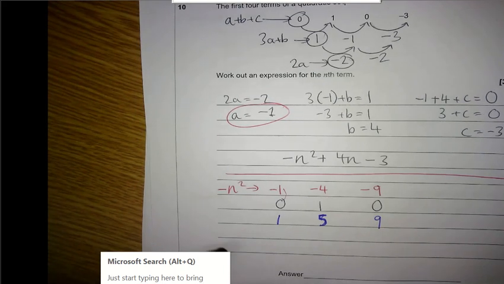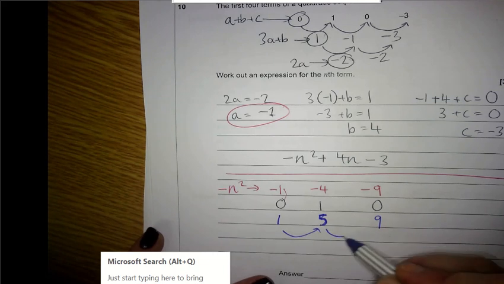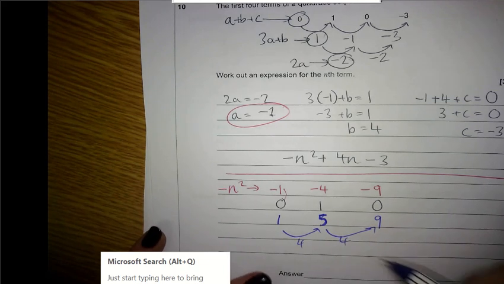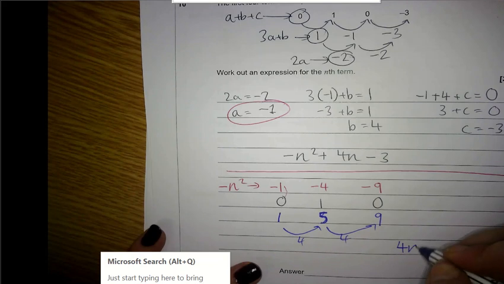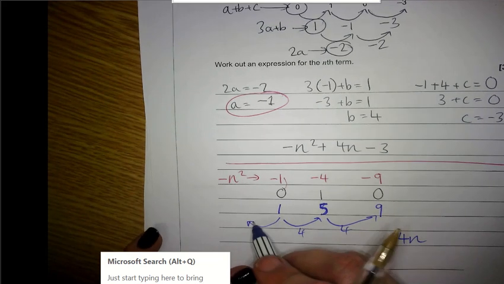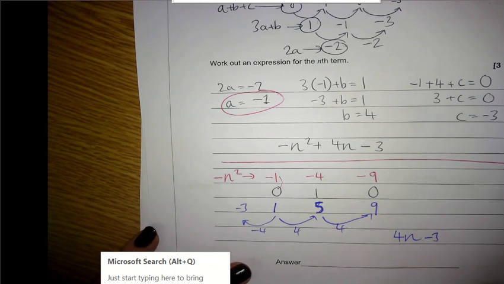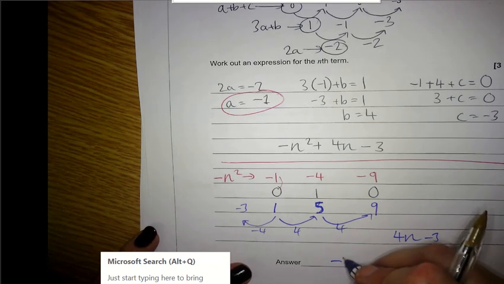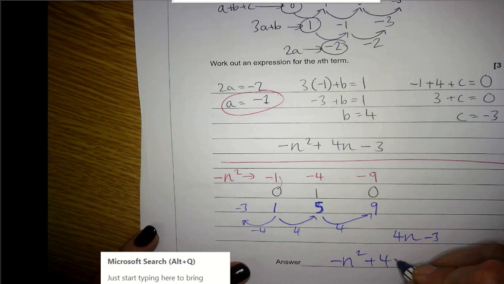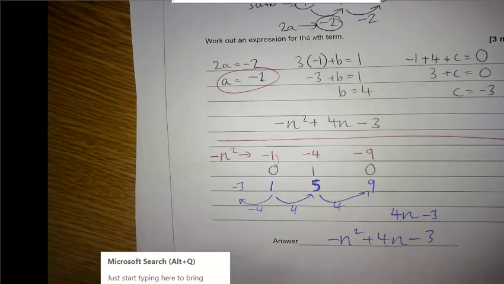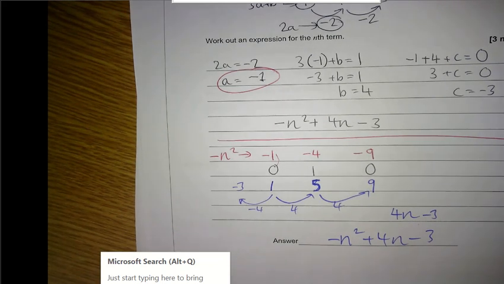And I need to find the nth term of this blue sequence, which I can see is going up in 4s. So it's going to be 4n. And then I like to work out the 0th term, so go back 4, minus 3, so 4n minus 3. So I'd get minus n squared plus 4n minus 3. So either method, but you should get minus n squared plus 4n minus 3.